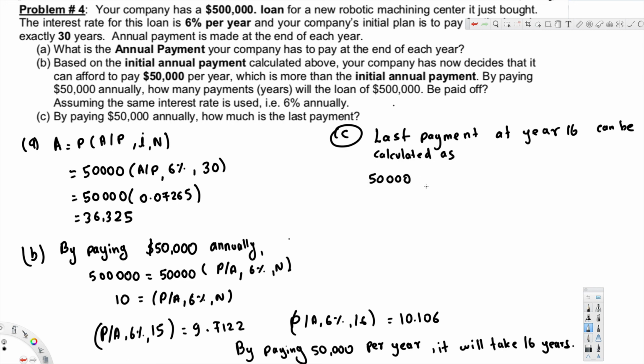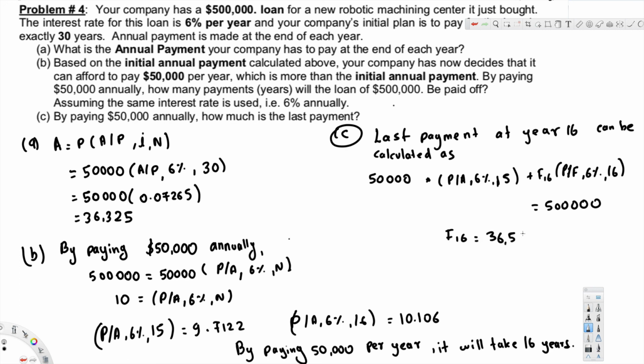50,000 times (P/A, 6%, 15 years) plus F16, which is what we are trying to find, times (P/F, 6%, 16 years), that's equal to 500,000. And from this one, if you solve for F16, you will end up with 36,555.3, and that's the answer for the C part.